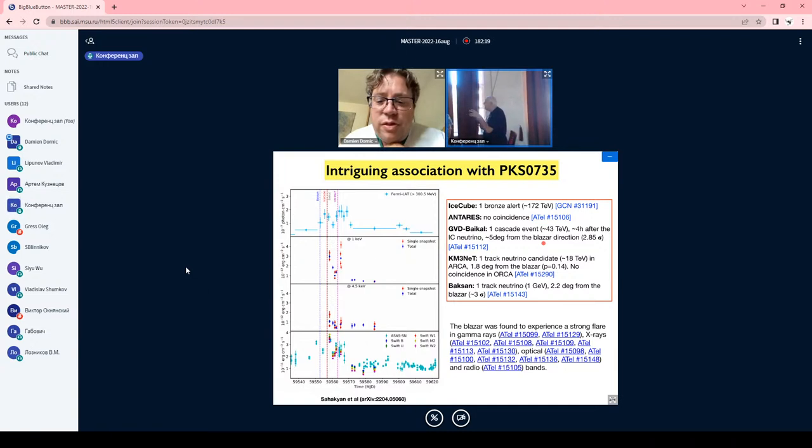You mean the probability is very small? The probability is not low for each individual telescope... Sorry? Yes, I see. Because we have the simultaneous optical observation where we see three points, and during these three points we see very interesting optical radiation.